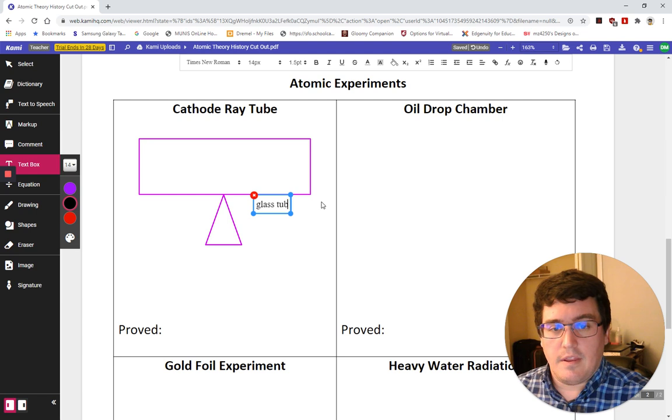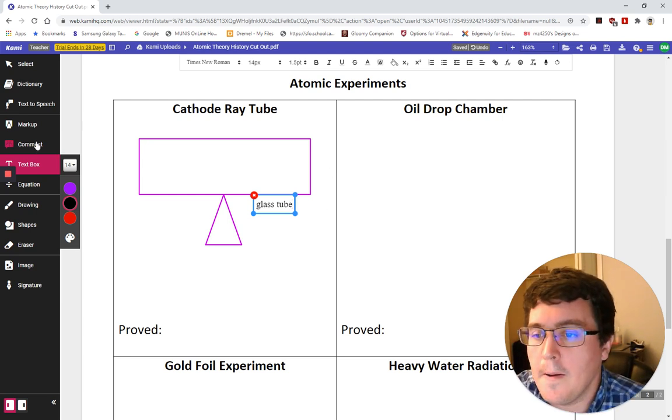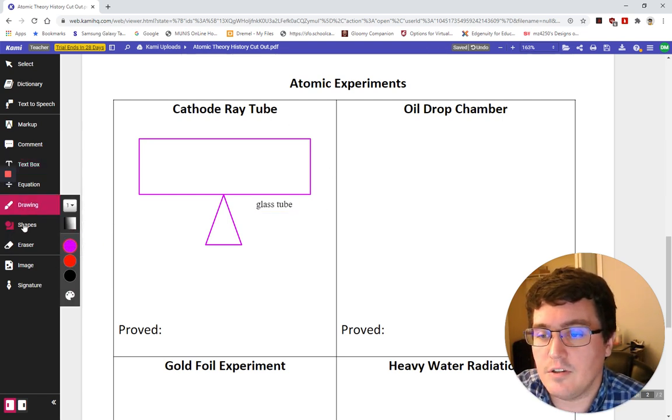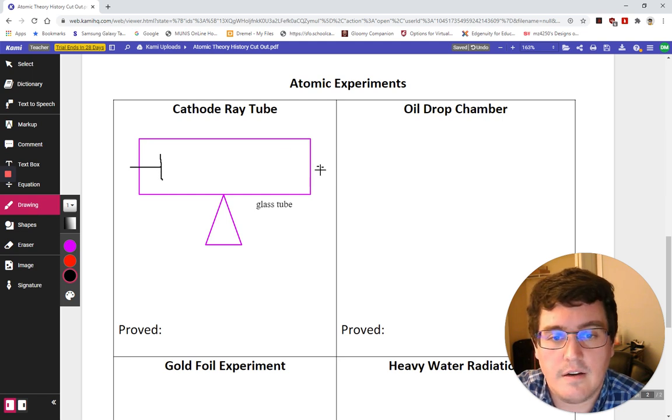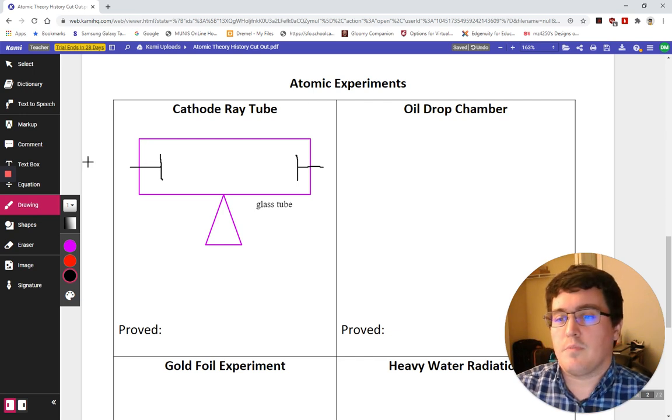And so we're going to label that as our glass tube. And inside that glass tube, he placed metal like this, and then like this. There it is right there. Beautifully straight and perfect lines. Look at those gorgeous, beautiful, straight and perfect lines.